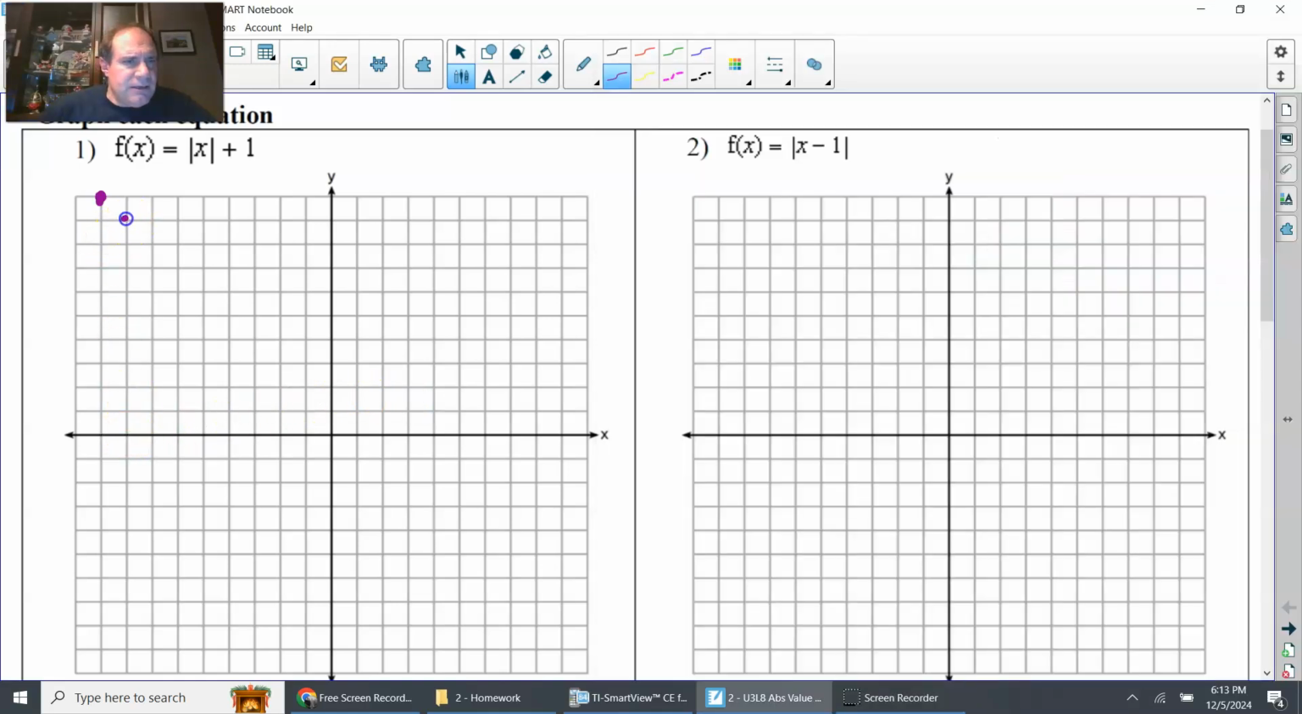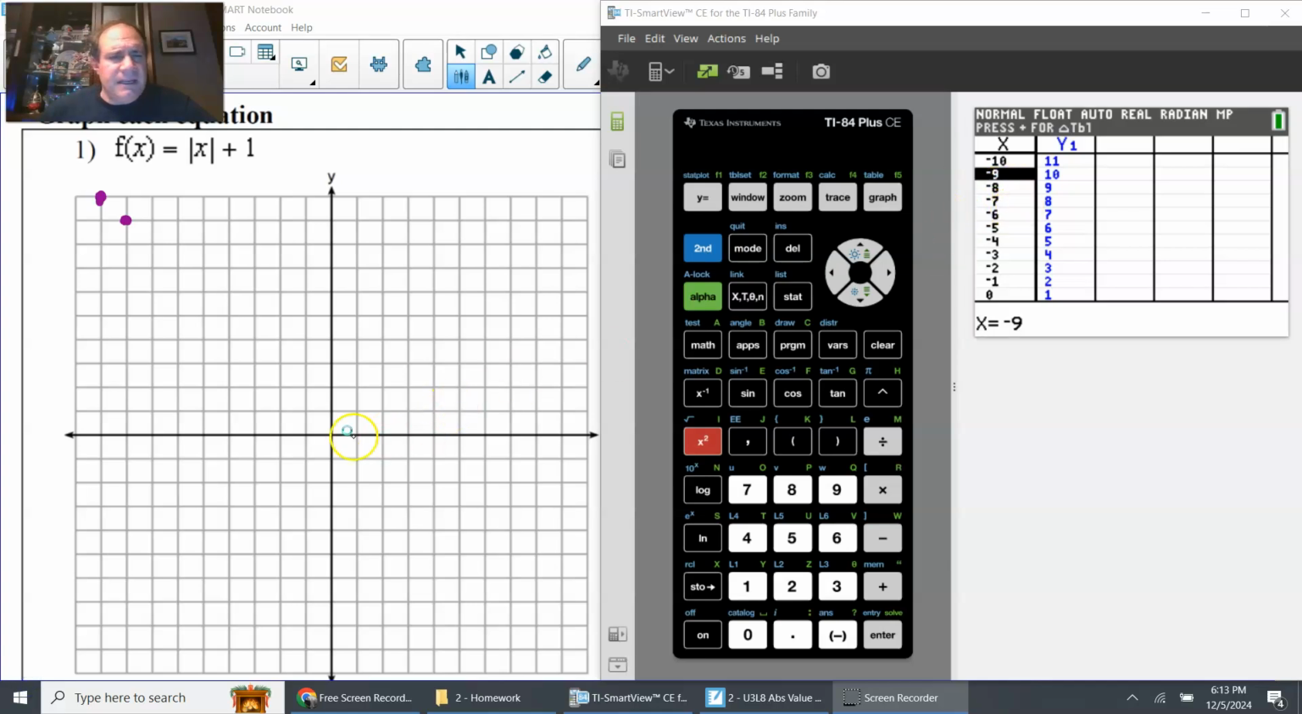-8, 9 is right here. And -8, 9 is right there. -7, 8 is right here. And you will follow that pattern down all the way. And you have to look, 0, 1 is the y-intercept at this point right there.